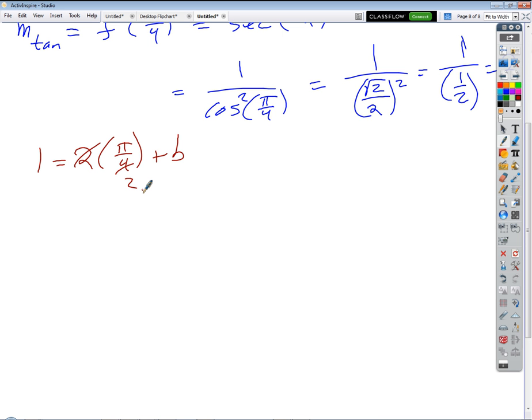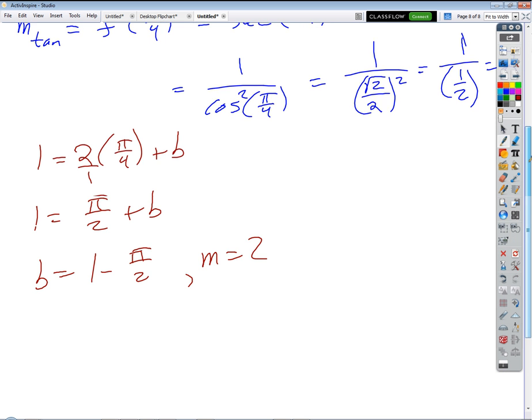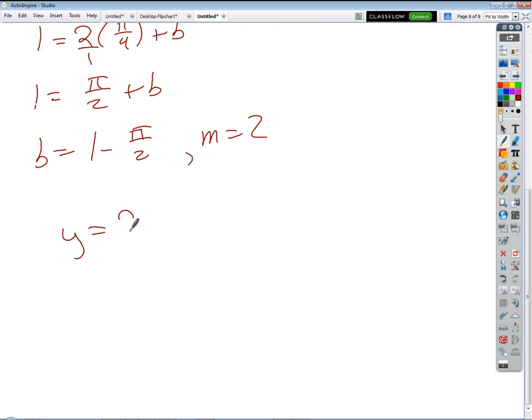Everybody agree? What did you just do? Okay, so I just did this. Let me go back a little bit. Okay, so this is the same thing as saying 1 equals pi over 2 plus b, right? Okay, so b equals 1 minus pi over 2. That's b. We already know m is 2, and so therefore the equation of the tangent line is just y equals mx plus b. That's it. That's the equation of the tangent line, right?